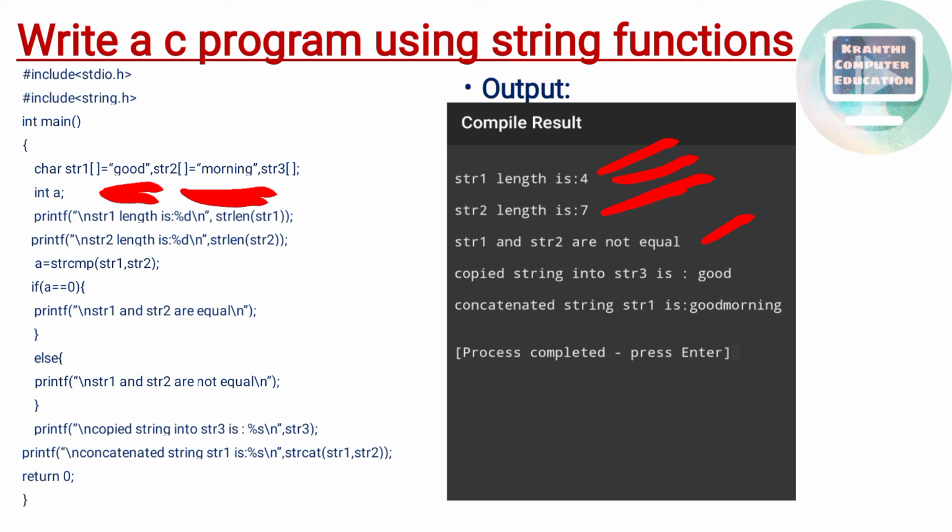Copied string into string 3: the copied string is "good", so string 1 is copied into string 3. Next, the concatenated string 1 is "goodmorning". Previously string 1 had "good" and string 2 had "morning", but now string 1 has "goodmorning" because the concatenation operation is done. So this is the output for this program.